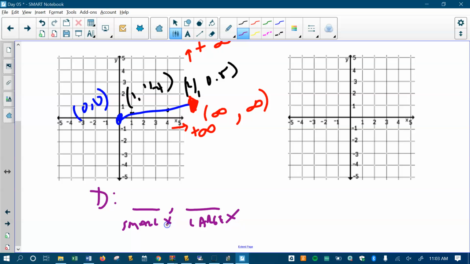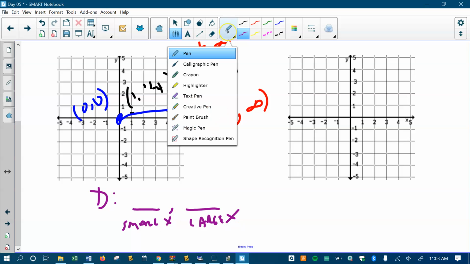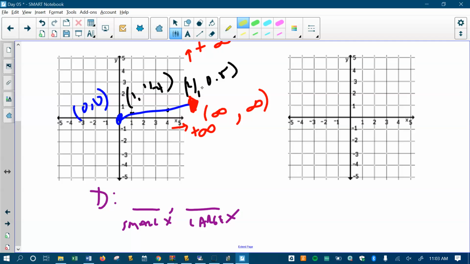So large x and small x. For the small x value, I'm going to be looking at these two values: 0 and infinity. Those are the ends of my graph. The smaller value is 0, so the smallest value will be 0 here, and the largest value will be my red infinity. That's highlighted.